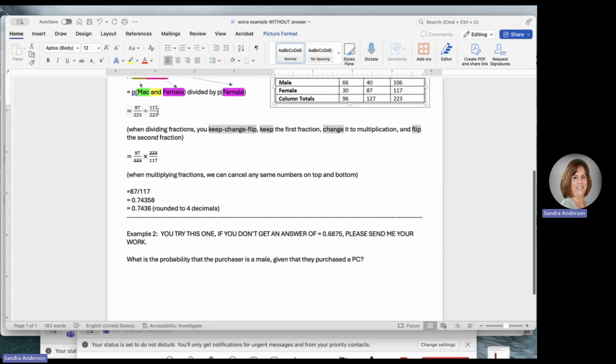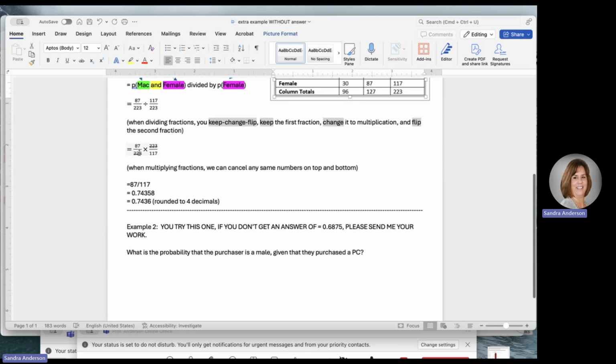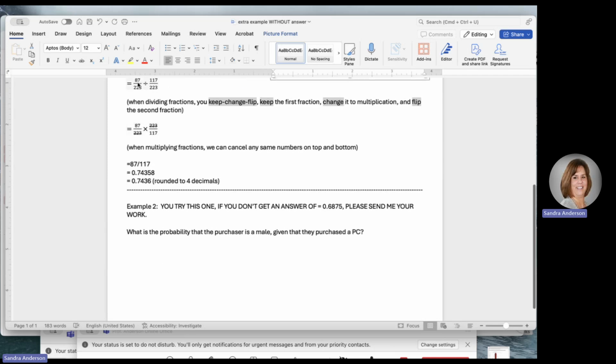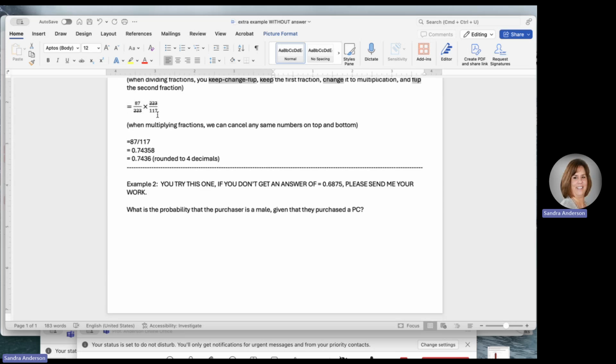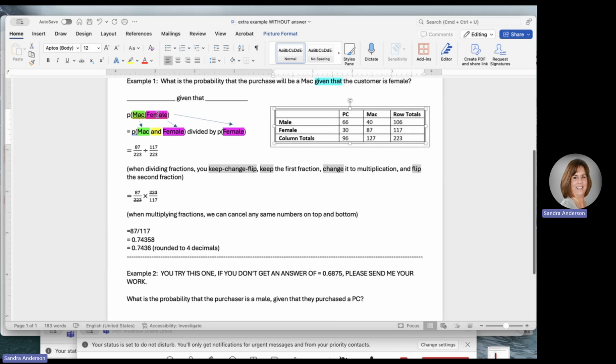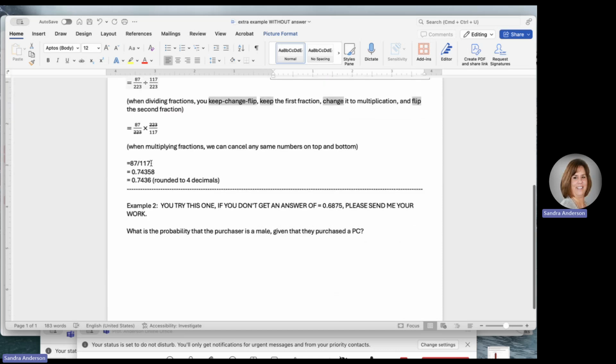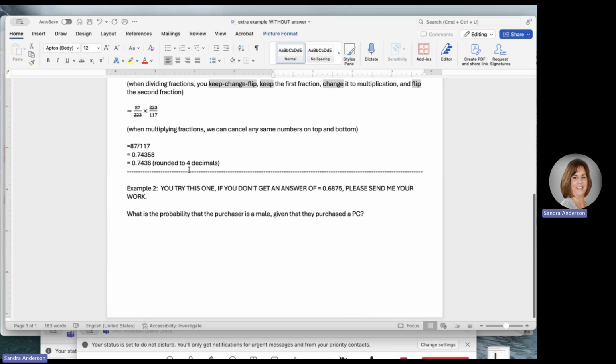That's a division problem. If you'll remember, when we learned how to divide fractions, we learned to keep, change to multiplication, and flip the fraction. So keep this one, change it to multiplication and flip the fraction. Also with fractions, we learned that you can cross cancel, or cancel top and bottom. So I cross canceled the 223 and the 223, and that simply leaves me 87 over 117. A trick there is just to say your answer is going to be whatever the top divided by the top is. And when you divide those, you get 0.7436, which rounded to 4 decimal places, which is what most everything is rounded to, would be 0.7436. Okay, so hopefully that helps.